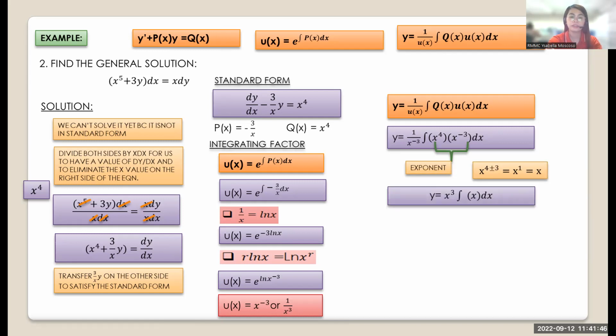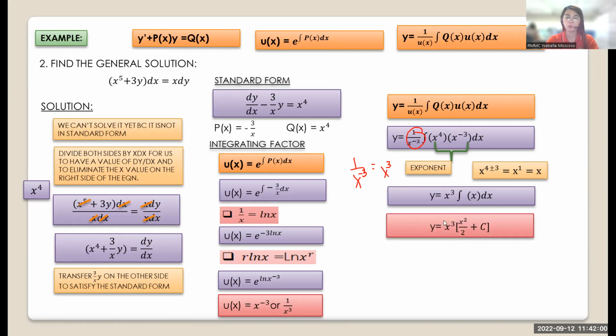So what I did here, I reciprocated 1 over x raised to negative 3, if we consider the inverse function, that is equivalent to x cubed. Okay, so simplifying, you will have y is equal to x cubed quantity x squared over 2 plus c, plus c since we integrated the variable x. So let us try to distribute this one.